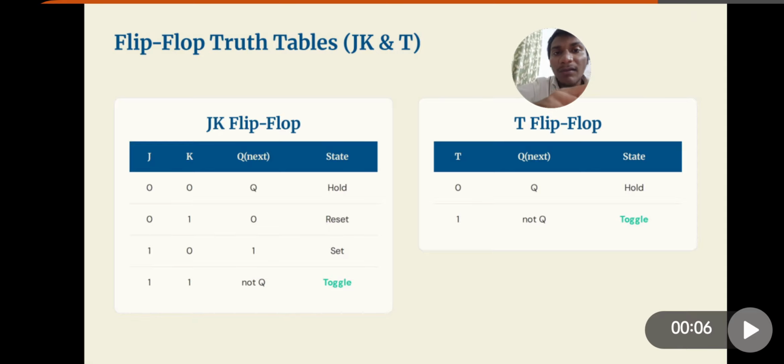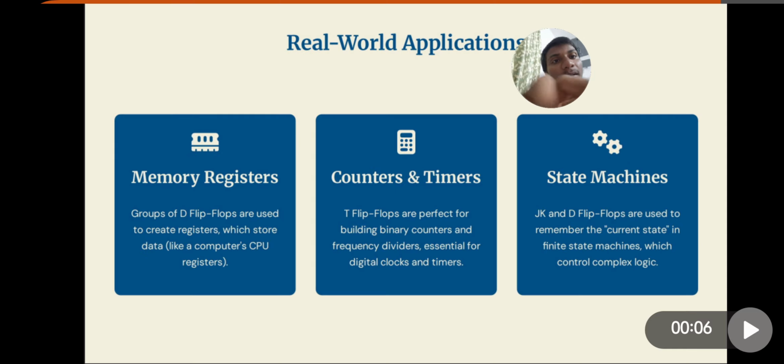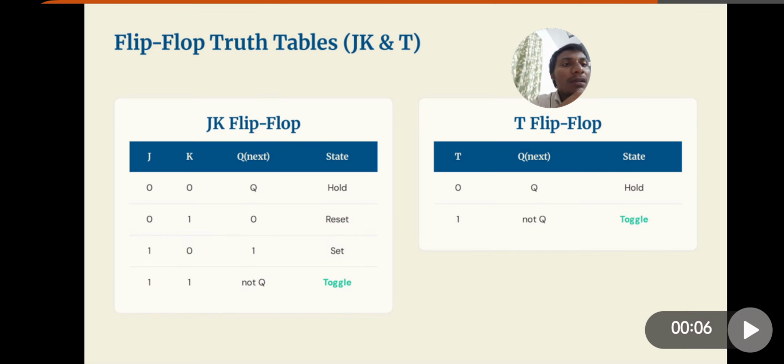In the SR flip flop, the 1-1 state is invalid. In the JK flip flop, the 1-1 state transfers to Q naught and gives the toggle state. T flip flop means toggle flip flop. Here T equal to 0 gives Q equal to Q, so it holds the value, and T equal to 1 gives Q equal to Q naught, which is the toggle state. It gives the toggle state more easily than the JK flip flop.